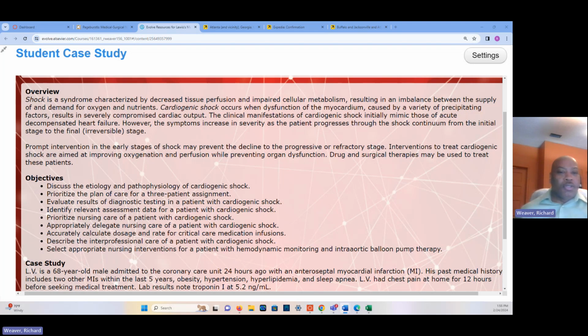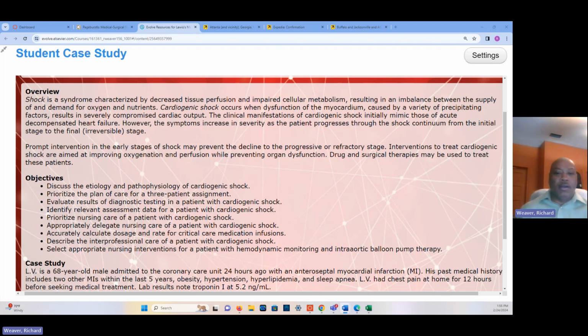Right. Now, your book should point to some of the different causes of cardiogenic shock, but I would tell you that one of the main causes is an AMI. Now, the mortality rate for patients with cardiogenic shock is around 50%. So that's pretty significant. And it is the leading cause of death from an acute myocardial infarction or heart attack.